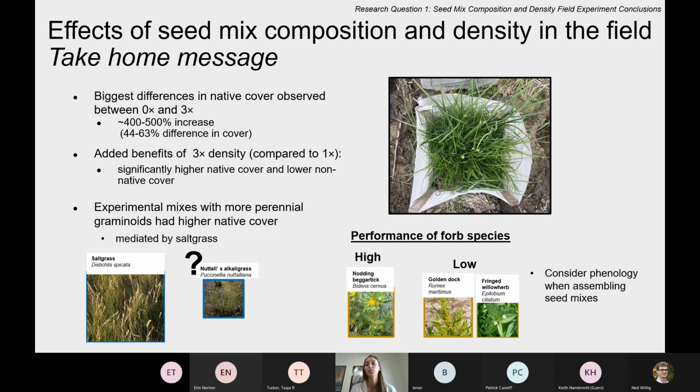Both golden dock and fringe willow herb are smaller seeded species, so maybe they were disproportionately affected by some aspect of the field. I think it's also important to consider phenology, or seasonal timing, when assembling these native seed mixes, because even though Bidens cernua could establish high cover in August, it quickly senesced at some sites. So when assembling a seed mix, considering phenology would be one way to ensure that you get high native cover throughout the growing season.